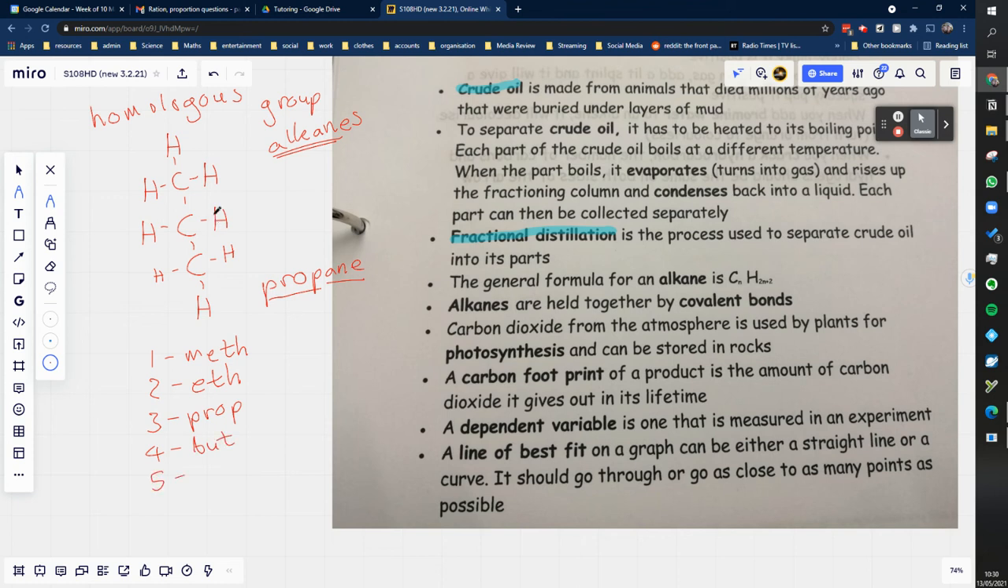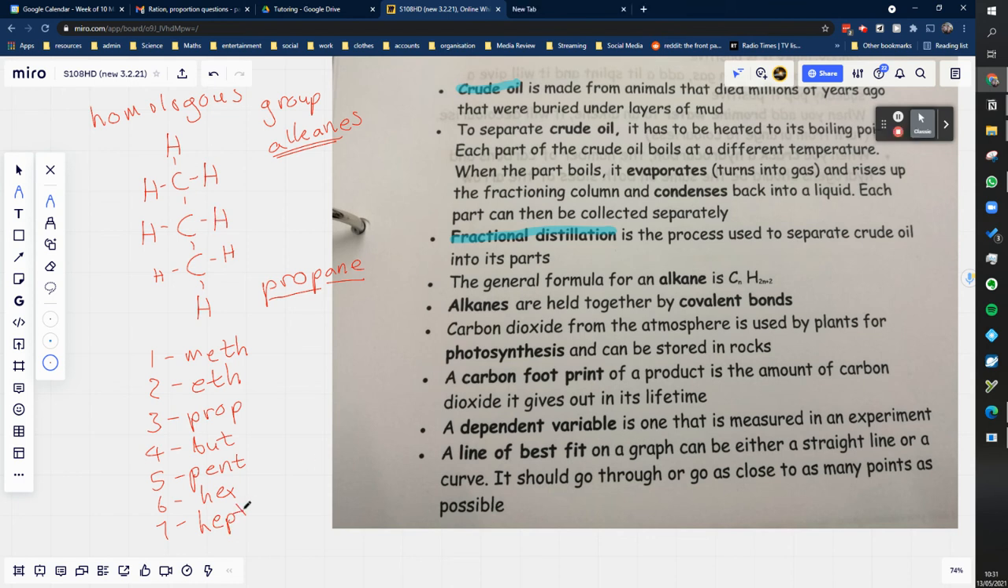5, like pentagons, is pent. 6, like hexagons, is hex. So this could be methane, ethane, propane, butane, pentane, hexane. 7 is hept. I'm going to pause the video and just double check that. I'm pretty sure it's hept.